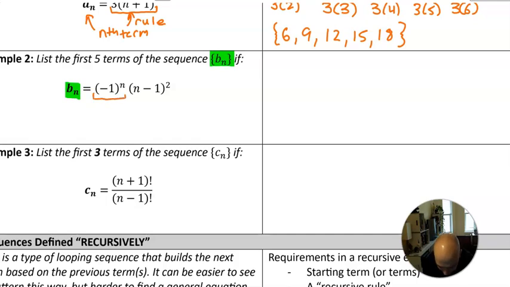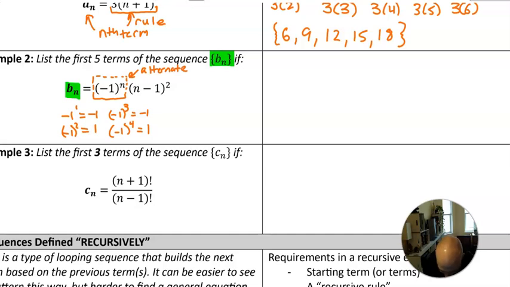This negative 1 to the nth power, let's think about what happens when you take a negative and you bring it to different powers. Negative 1 to the 1 is, of course, negative 1. Negative 1 squared is 1. Negative 1 to the third is negative 1. Negative 1 to the fourth is 1. So this term, a negative to a power, is going to have a really neat property that it's going to cause the sequence to alternate.